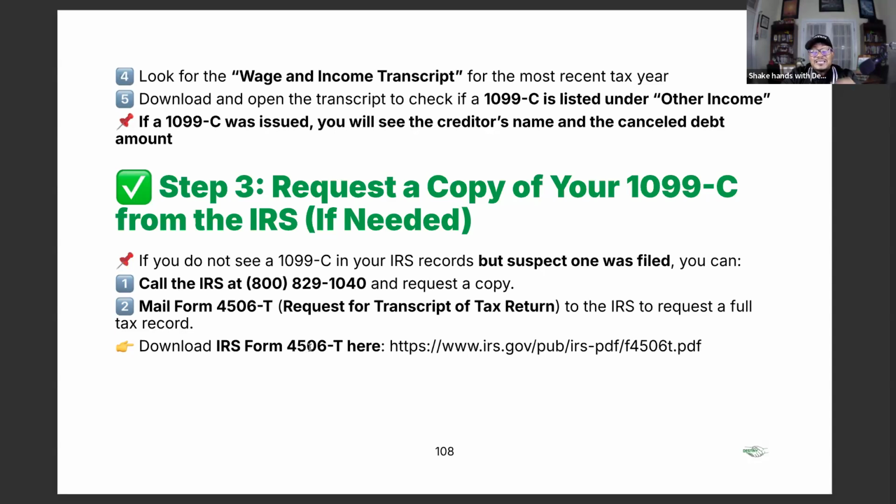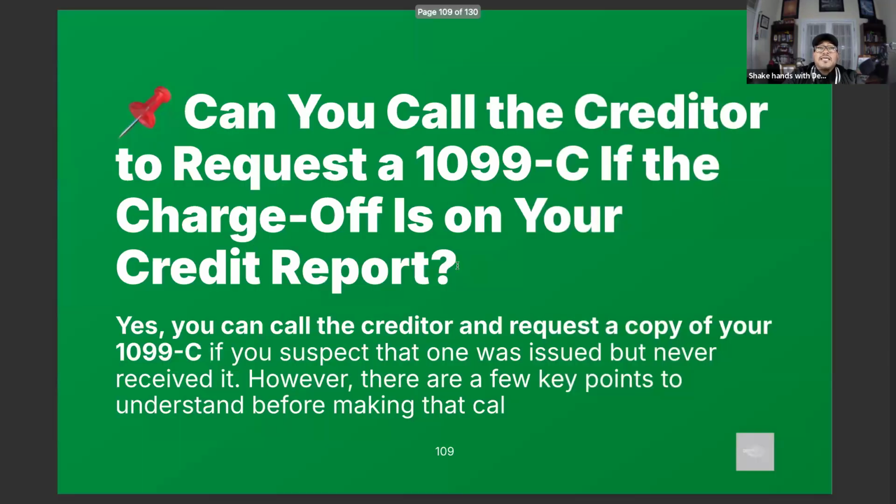If you're just thinking that you had one, you know what, I think I had a 1099-C, you want to go ahead and call them, or you want to fill out the form 4506-T, and that'll give you one by mail. Okay. Now the next thing, can you actually call the creditors to get a 1099-C?